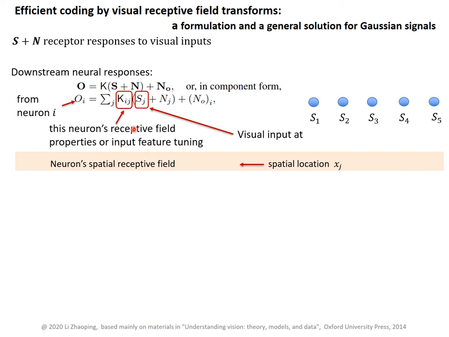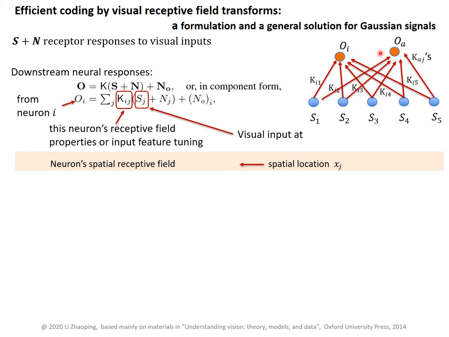For example, if you have an output neuron Oi, then Ki1 is the effective connection from S1 to Oi, and then Ki2 from S2 to Oi, and so on and so forth. And all these effective neural connections then describe the receptive field for Oi. And of course, if you have another neuron, then you will have another receptive field. So different rows of K will describe different receptive fields for different output neurons Oi.